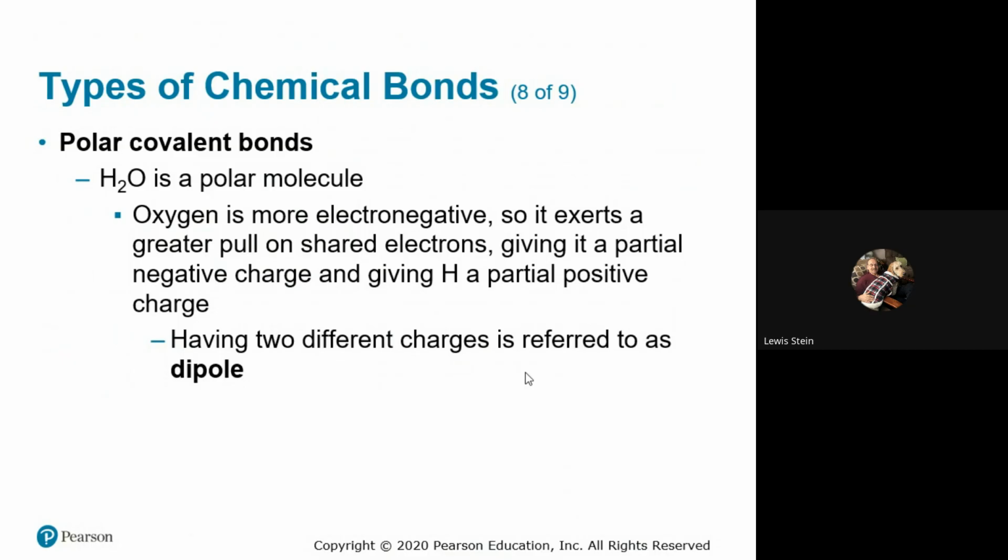The problem is this. Oxygen has a charge of +8. These are each +1. The electrons are being pulled more toward the oxygen. We call that electronegativity. It's pulling the electrons to it, so all those electrons are going this way.